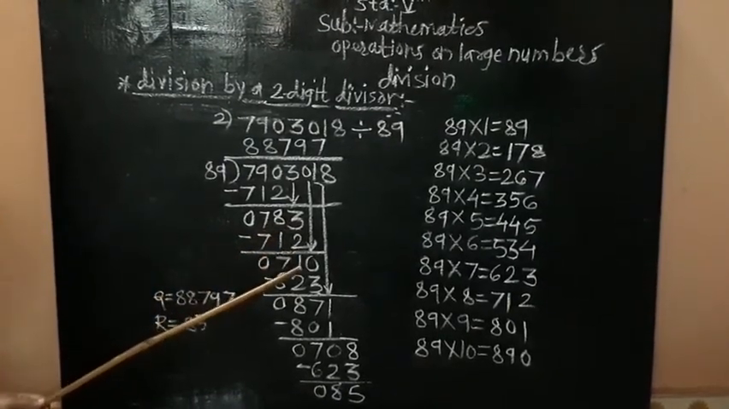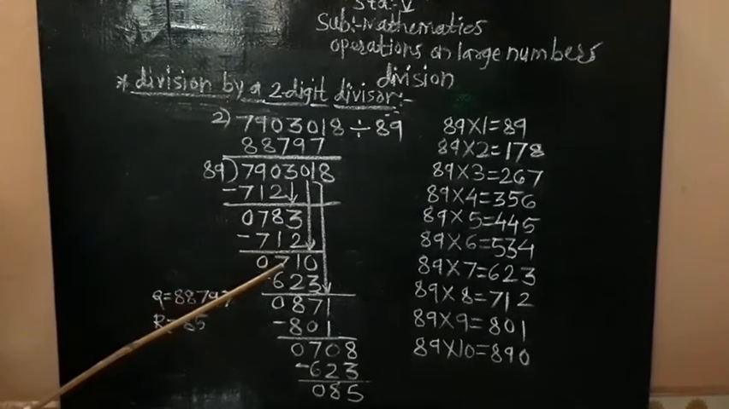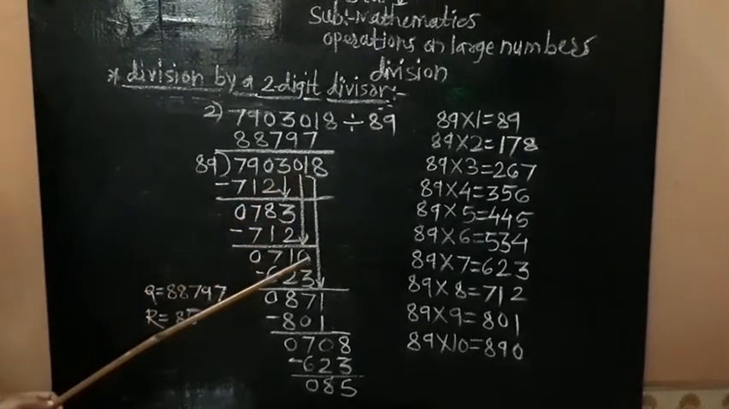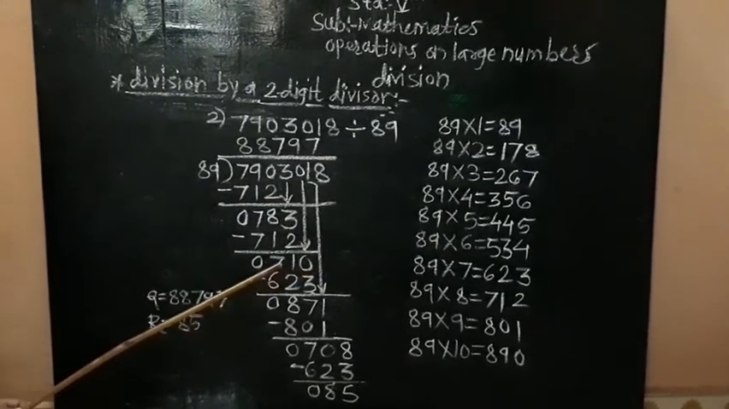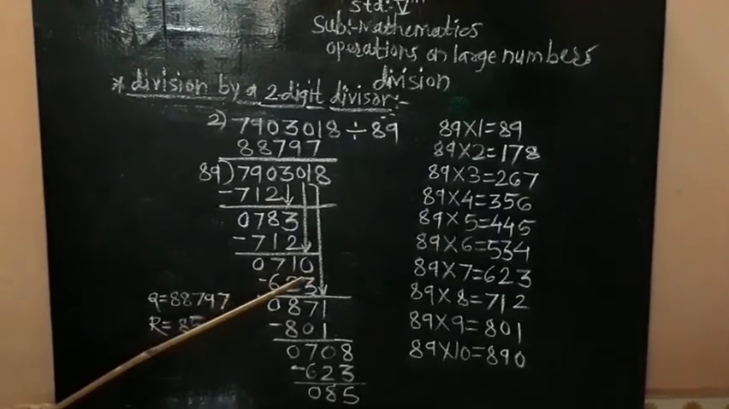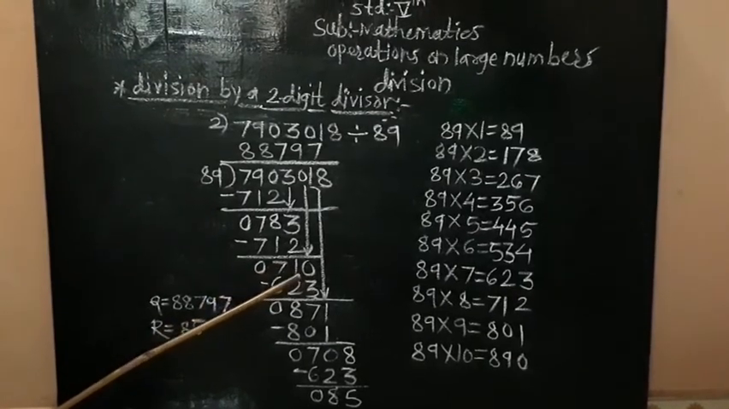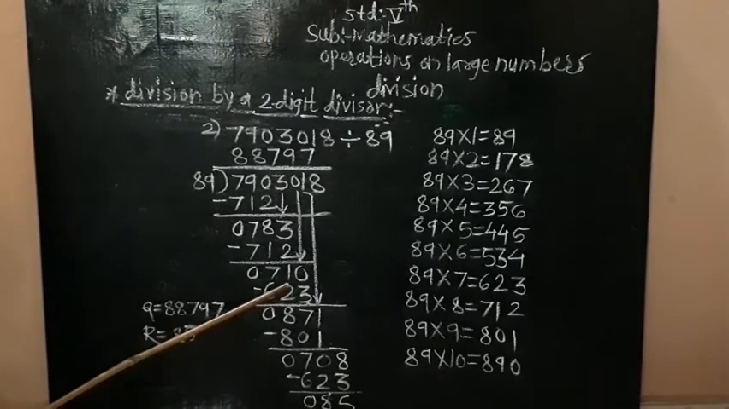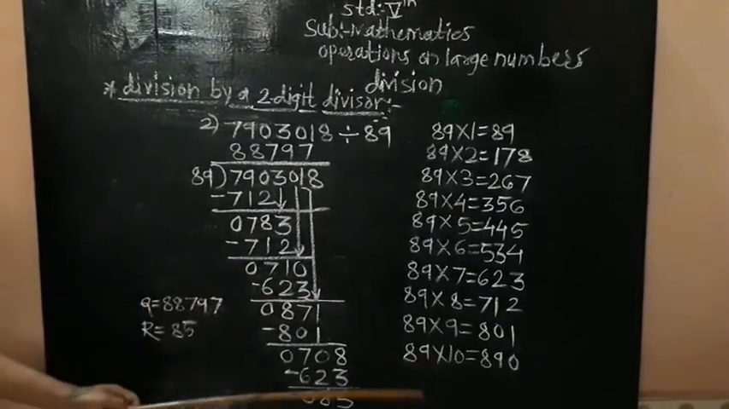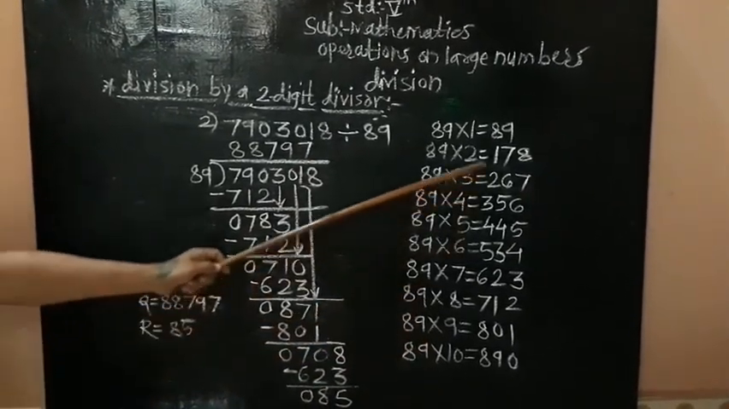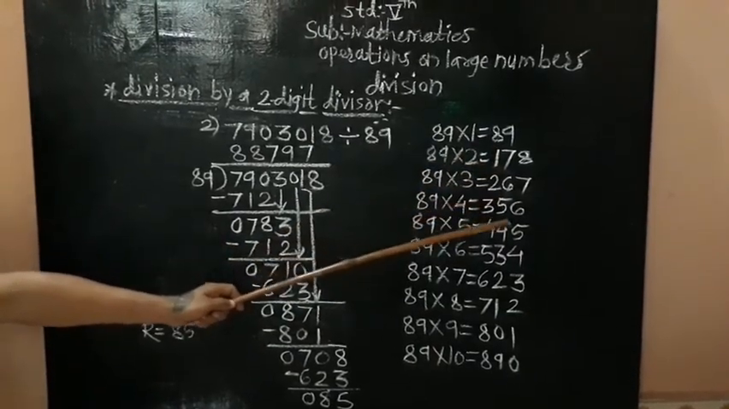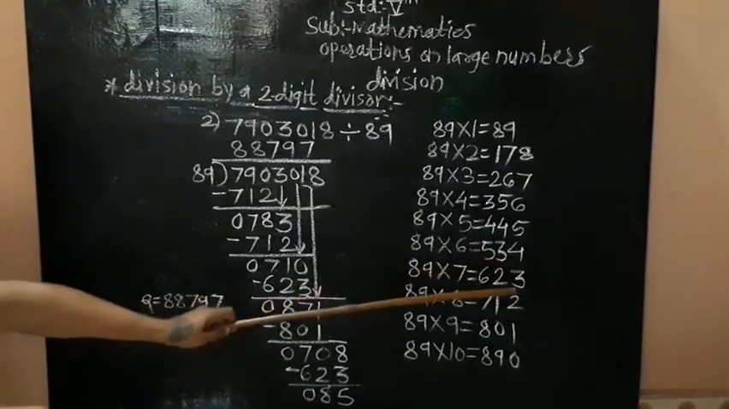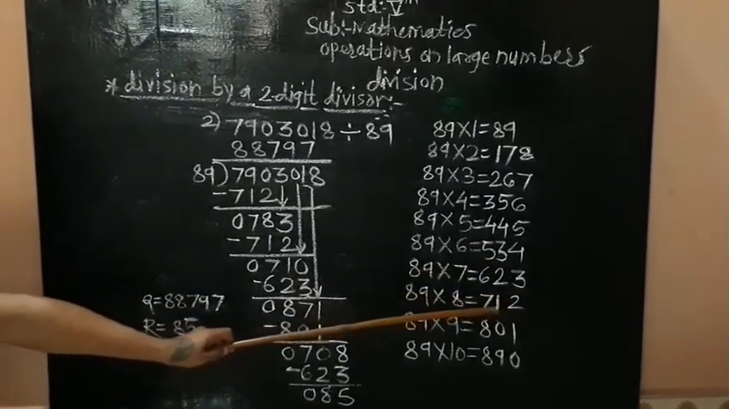3 minus 2 is equal to 1, 8 minus 1 is equal to 7, and here I got 0. The next step is to bring down the next number. So the number I got here is 710. Again you find the nearer number to 710 in 89's table. You can see 89, 178, 267, 356, 445, 534, 623 and 712.